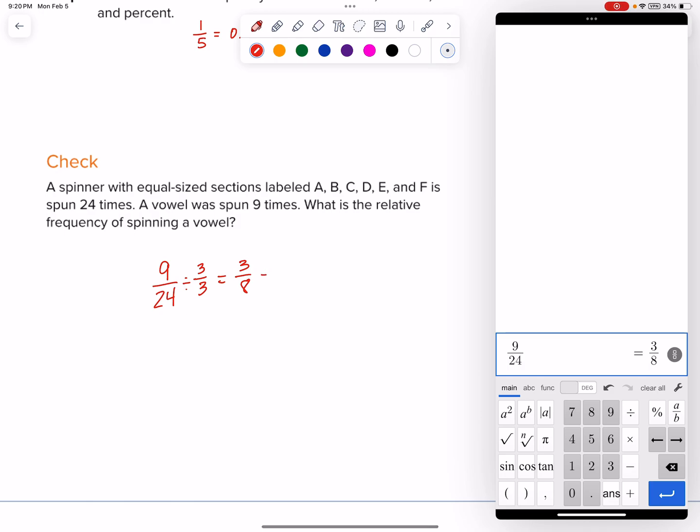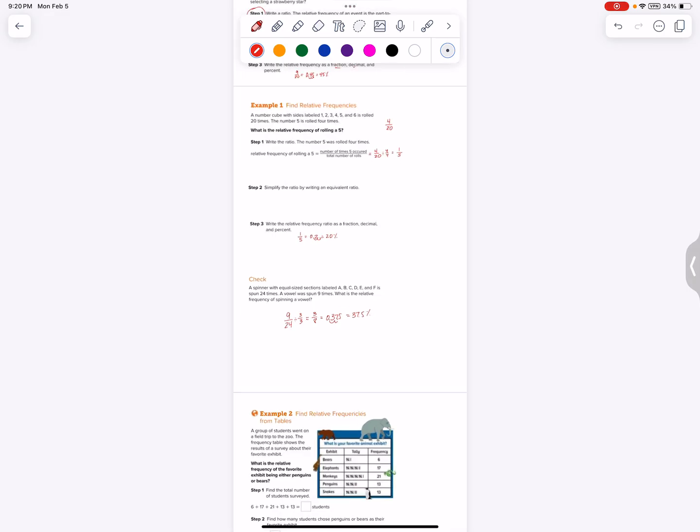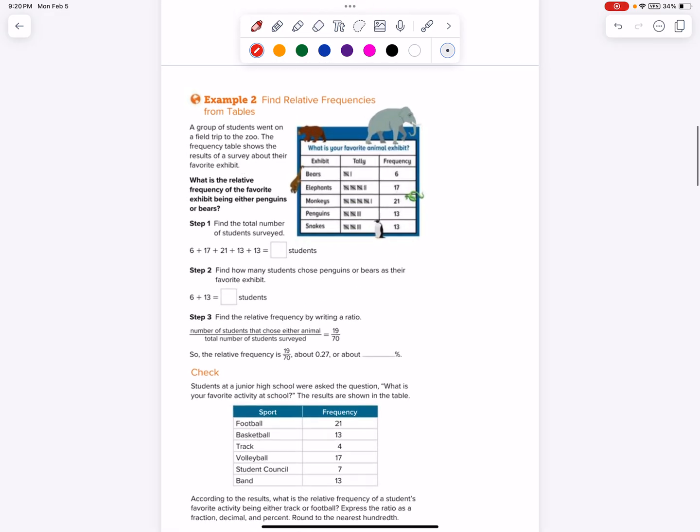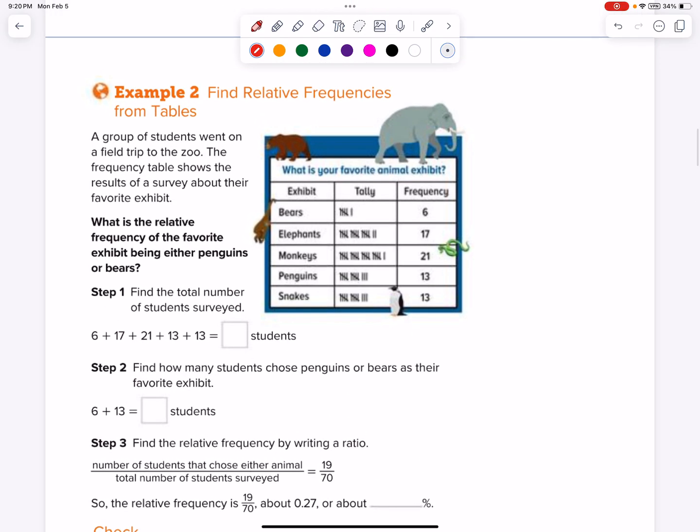But we do have to go ahead and change it to a decimal, which is 0.375, and then turn it to a percent. And so we have 37.5%. Okay, and that's all you need. That's the relative frequency. So it's the frequency that something would be expected to happen.